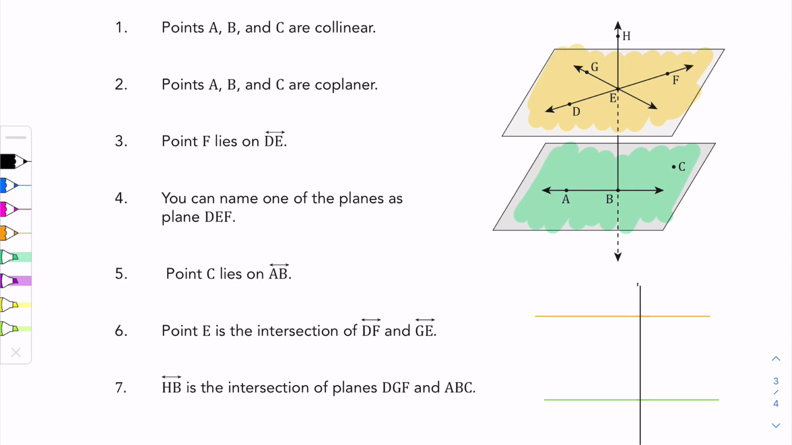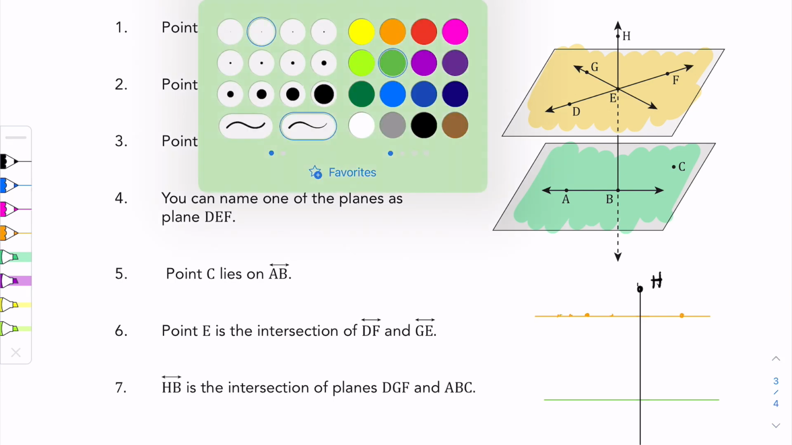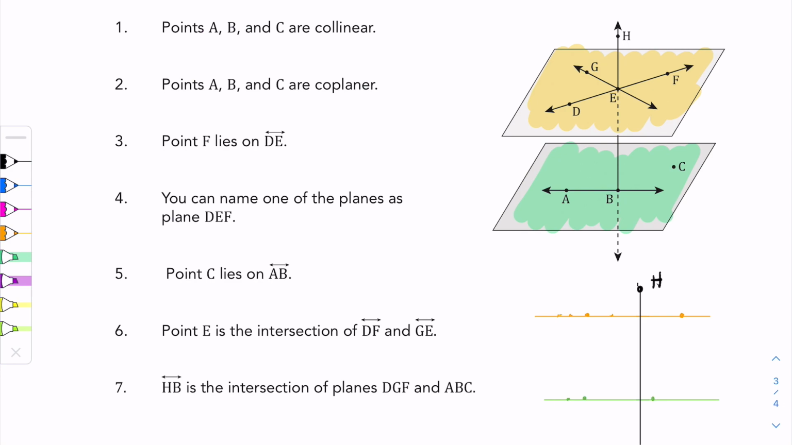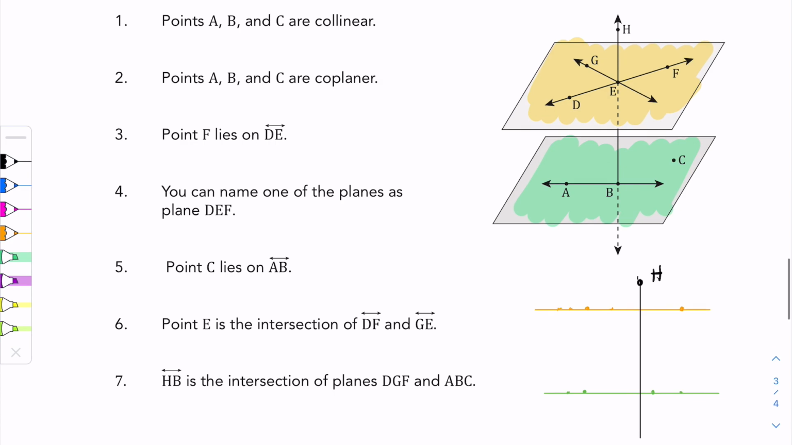From this model, you should be able to see that point H is up here. You have a bunch of points on the plane that I highlighted in orange, and a bunch of points on the plane I highlighted in green. But you should be able to see that the orange points and the green points are on different planes, as well as point H.